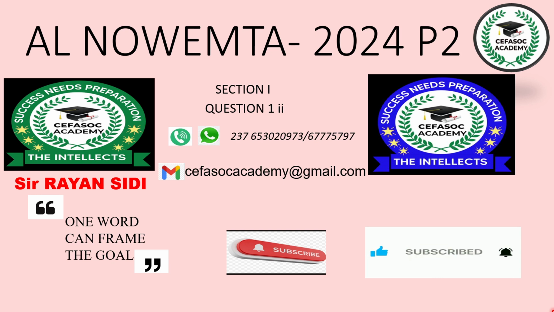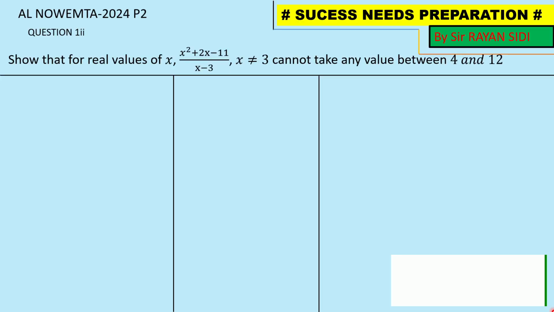So in this video, we are looking at the forbidden values for functions in Northwest Mock. The question shows that for real values of x, (x squared plus 2x minus 11) over (x minus 3), where x is not equal to 3, just to recall that x not equal to 3 is the domain of this function, cannot take any value between 4 and 12.